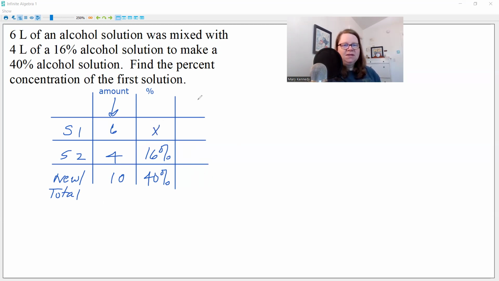All right. This column is the product. That just means the answer you get when you multiply. So 6 times X is 6X. And then 4 times 16%. You can think of that as 4 times 0.16, and that is 0.64. And then 10 times 40% is 10 times 0.4. Sorry for the delay there. And 10 times 0.4 is 4, right? We're just moving that decimal over.